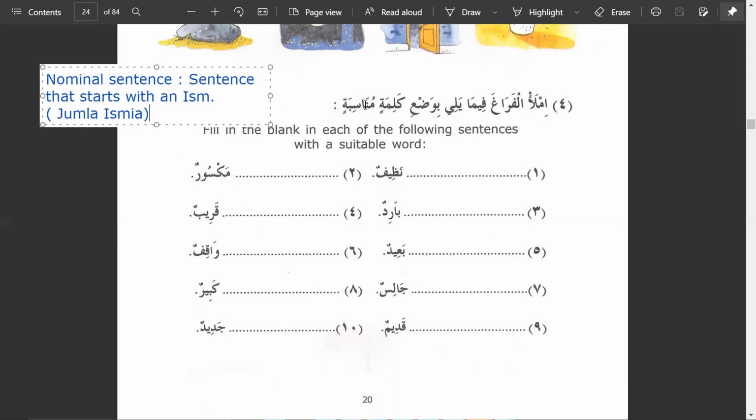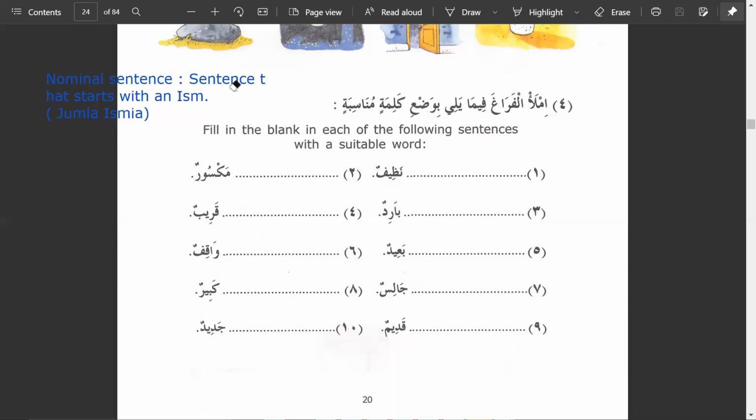Okay, take a screenshot of this, just a small short note, and keep in mind that if a sentence is starting with a name or ism, then it's a jumla ismiya, and it has two parts. At the moment, just keep in mind it has two parts. Okay. Let's go to the next page.